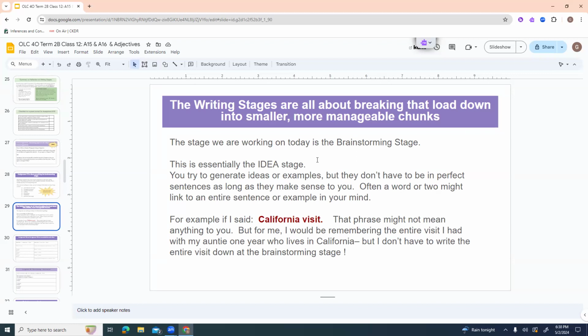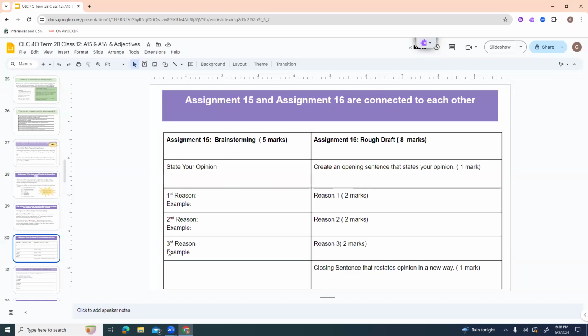Now, in this case, I'm going to be seeing it and marking it. So you do want it to be comprehensible to me. So you might write a little bit more than you normally would. But generally, I don't collect the brainstorming. It's just for you to think about and to give you ideas.